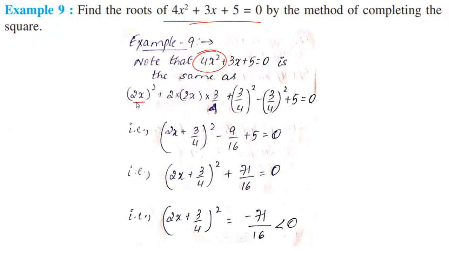And then 3x can be expressed as 2 into 2x into 3 by 4, and then 3 by 4 the whole square plus 3 by 4 the whole square minus 3 by 4 the whole square in order to complete the square, and take the 5 as such over here. So we can see this part of the solution makes an identity over here, and the remaining part you are taking it down. Keep this as such. Solve the remaining part.